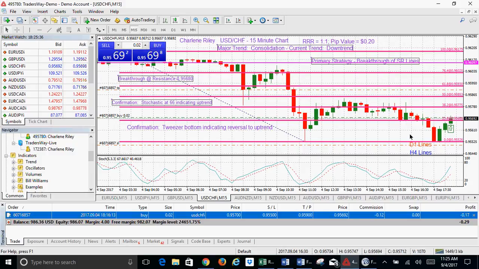And then what I plan to do is monitor the trade, and as it goes up, I will adjust my stop loss to protect pips gained. And that is my executed trade.